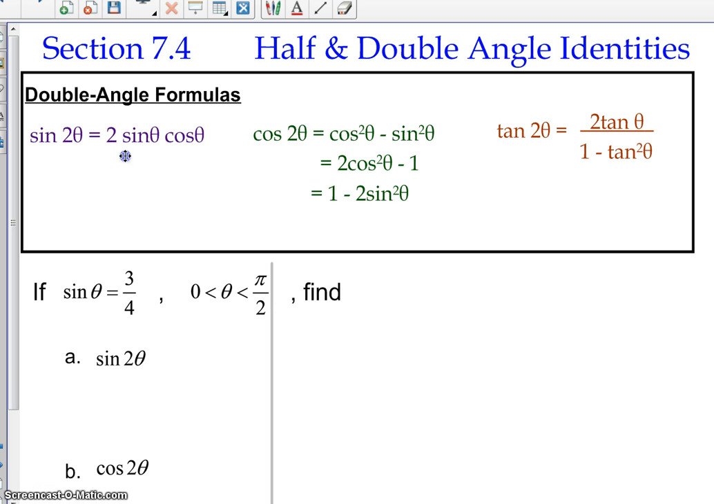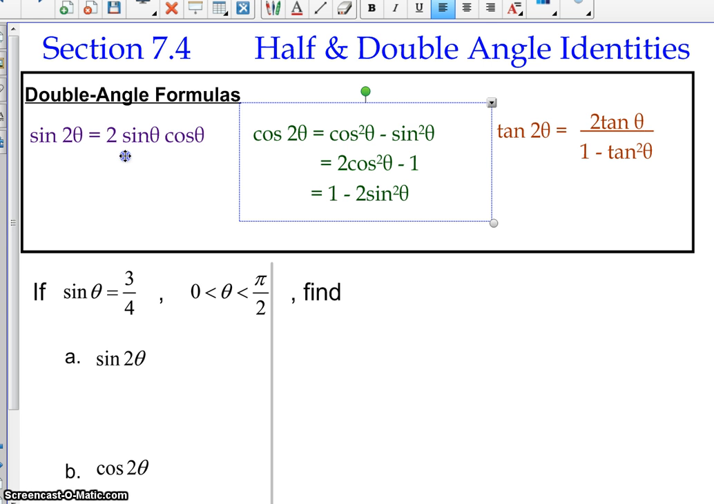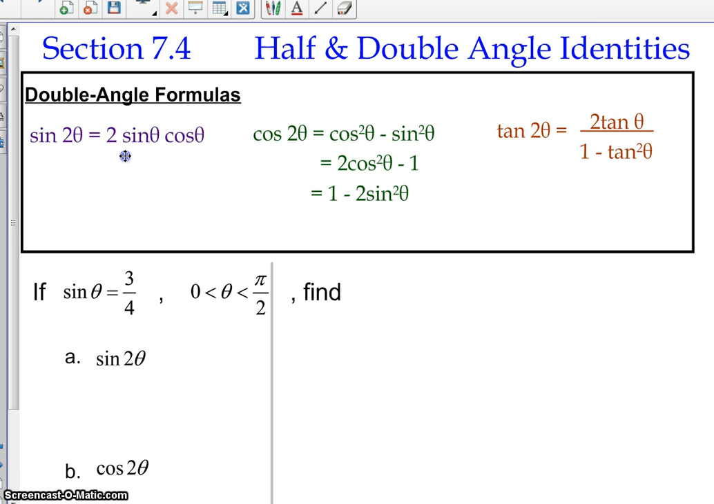But when we're talking about cosine, you have some choices, depending on what you want to do. You can say it's cosine squared minus sine squared. You can say 2 times the cosine squared of that angle, or 1 minus 2 times the sine squared. It depends on which one you want to use. A lot of the time I'm going to use the top line, but I want you to know that you have options, and it's important to know that you could use all of them. Tangent of 2 times an angle is 2 times the tangent of that angle, over 1 minus the tangent squared of that angle.